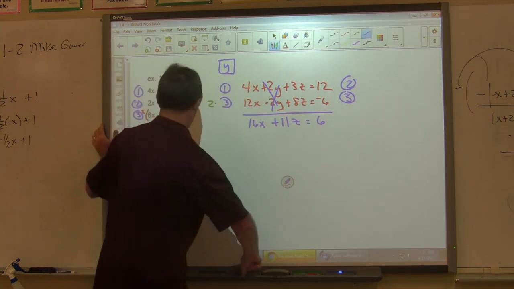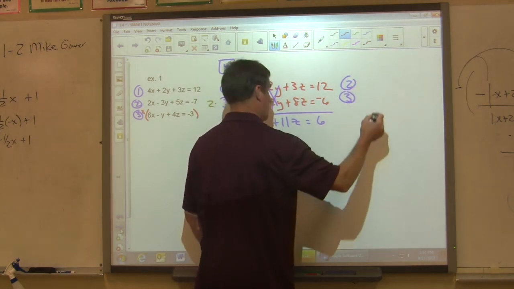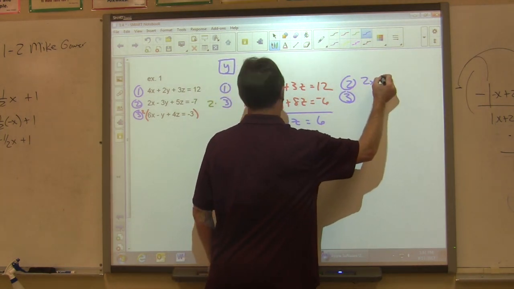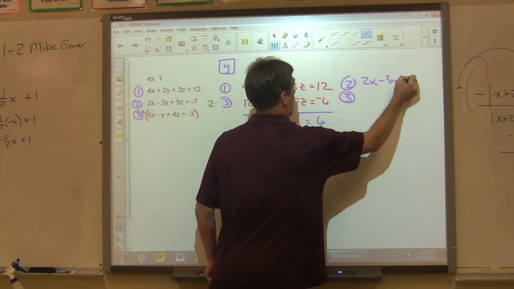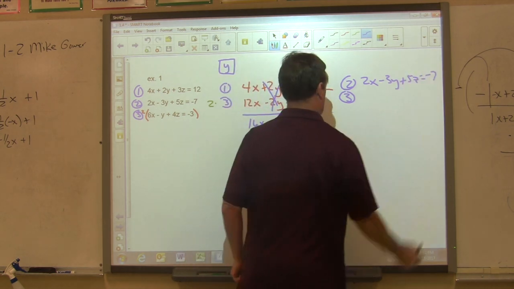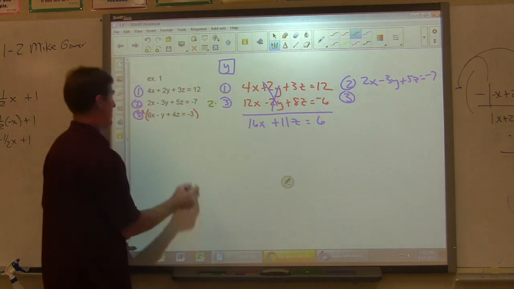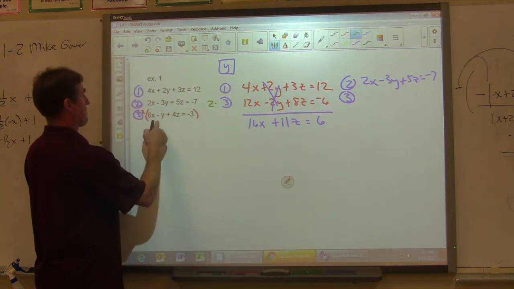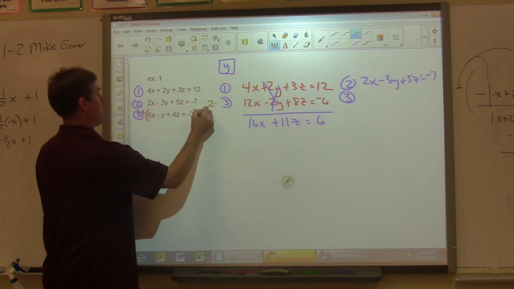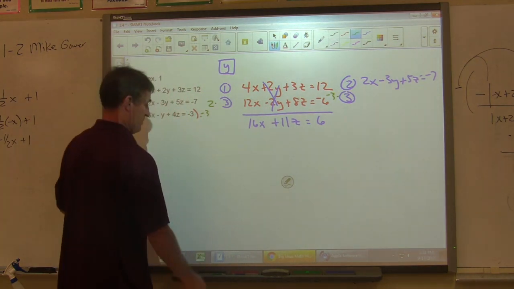All right? And 2 is going to stay the same. So 2x minus 3y plus 5z equals negative 7. And I'm going to multiply the bottom equation this time by negative 3 to get opposites. So I'm going to go negative 3 times this equation.